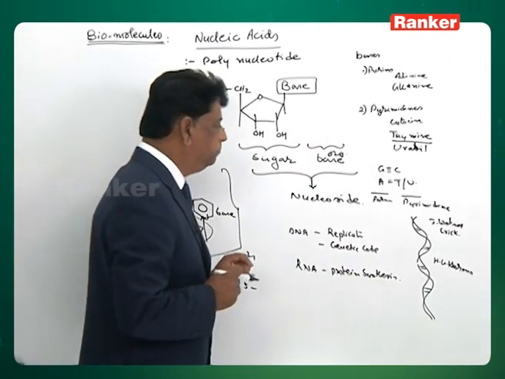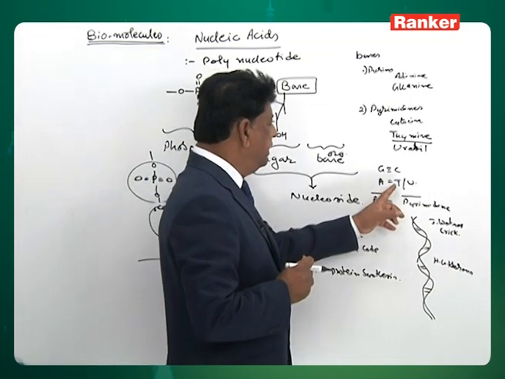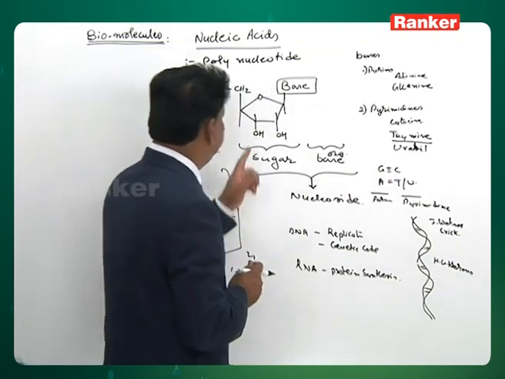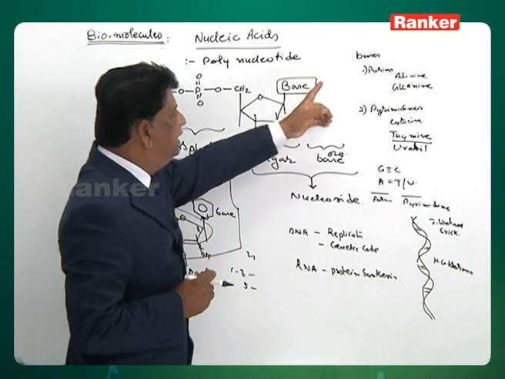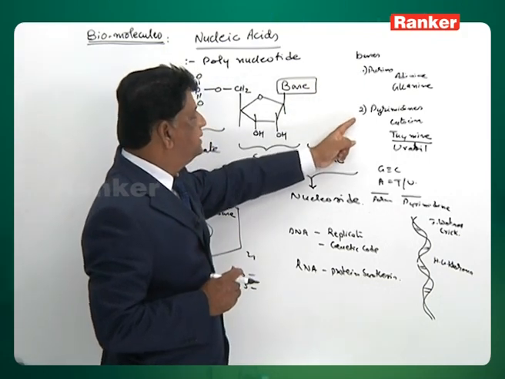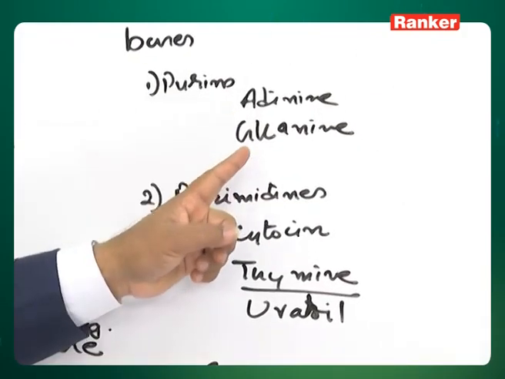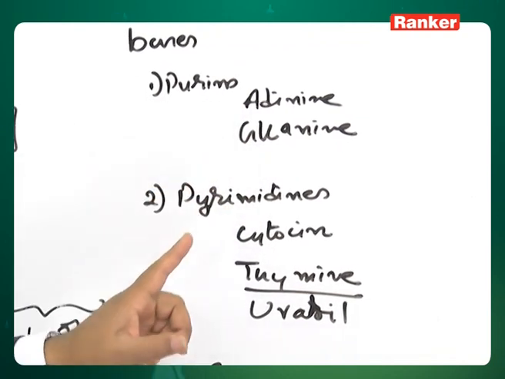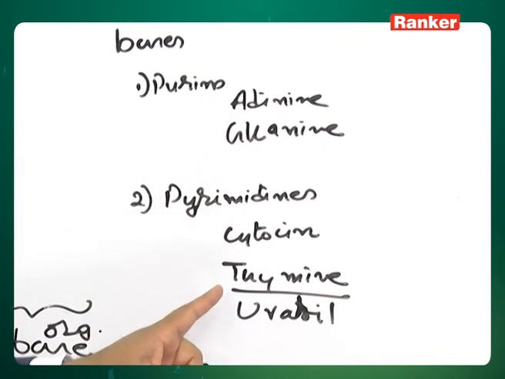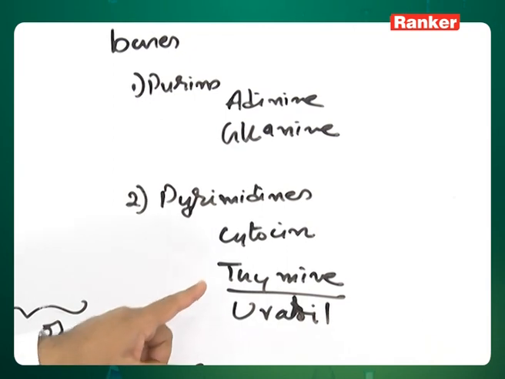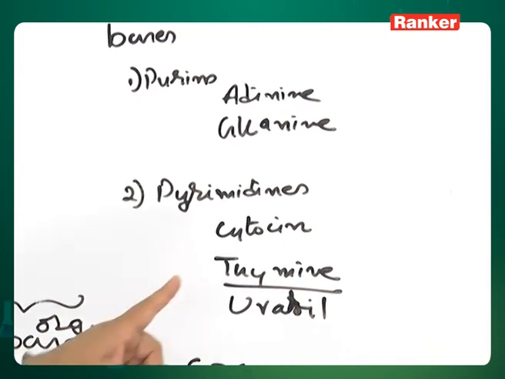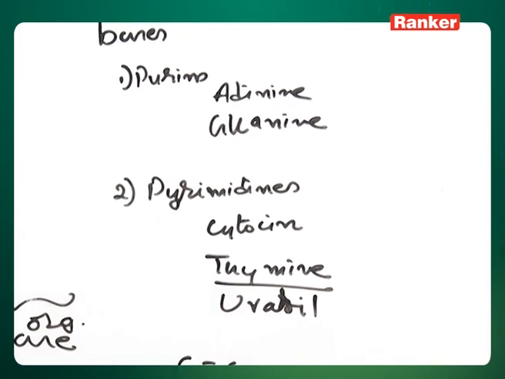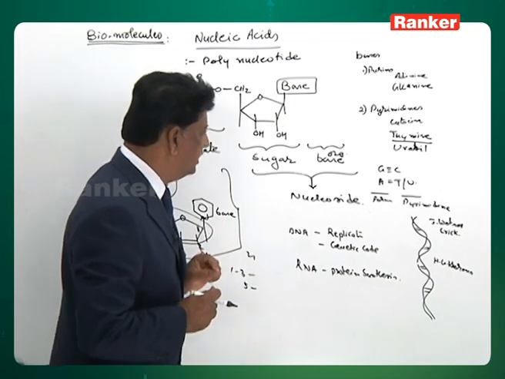Another difference is in the bases. In DNA, there are two types of bases. Bases are divided into purines and pyrimidines. In the purines, adenine and guanine, two bases will be there. In the pyrimidines, cytosine and thymine are there. So, in the RNA, instead of thymine, uracil will be there. That is the second difference.